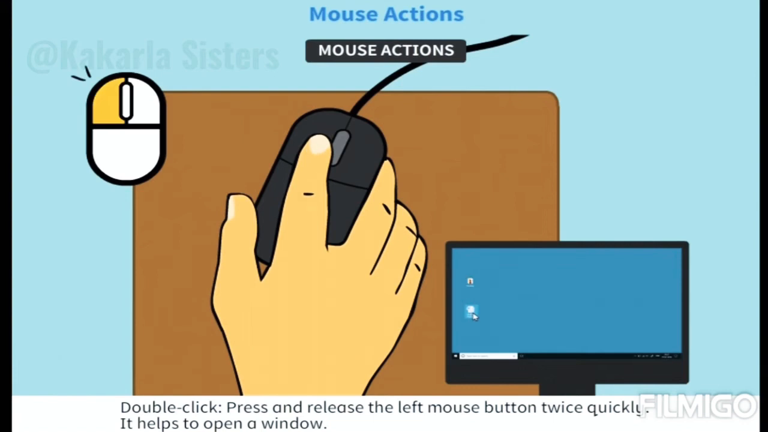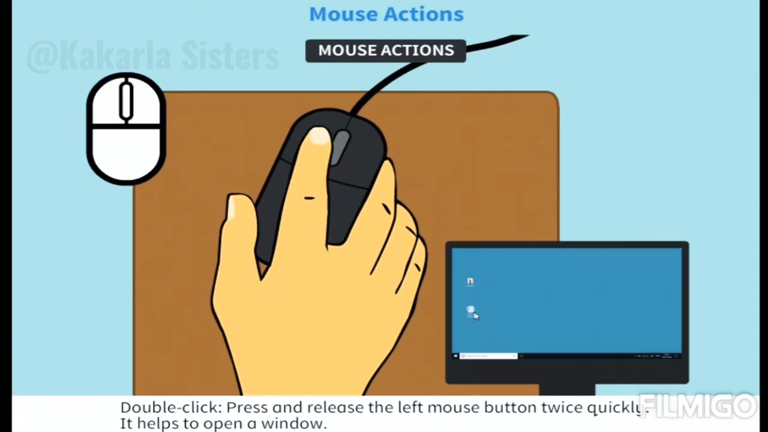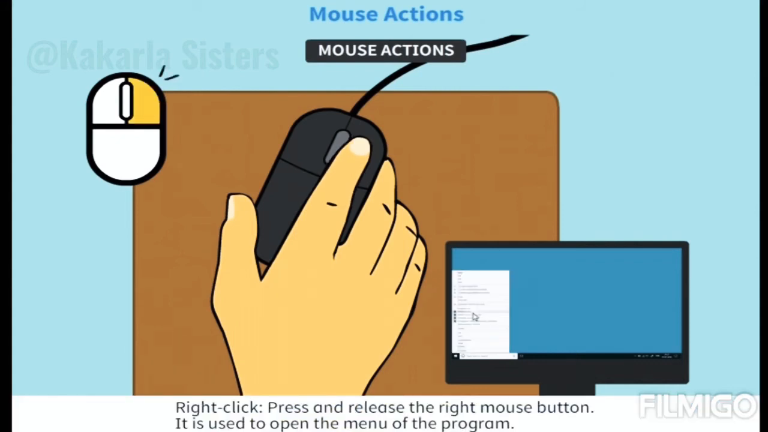Double click. Press and release the left mouse button twice quickly. It helps to open a window. Right click. Press and release the right mouse button. It is used to open the menu of the program.